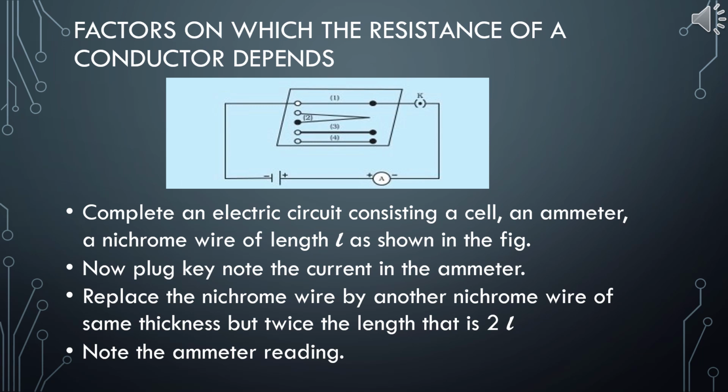Let us understand this activity by connecting these four. Complete an electric circuit consisting of a cell, an ammeter, a nichrome wire of length L, and plug the key as shown in the figure. Now, when you plug the key, note down the current reading from the ammeter in a table. Replace the nichrome wire by another nichrome wire of the same thickness but length 2L, the second wire I am talking about. And now note down the ammeter reading in the table.